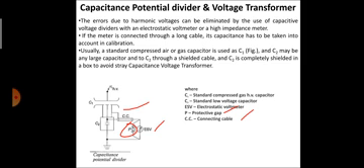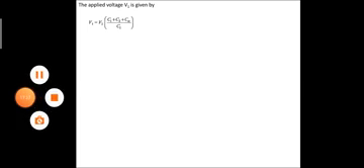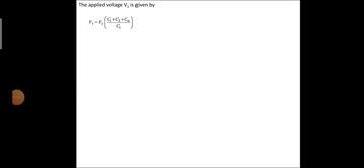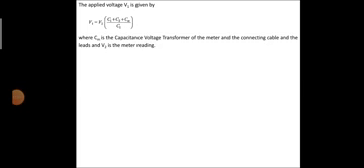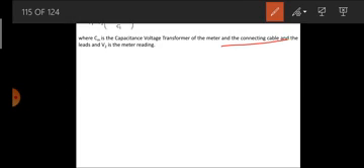So you can see here the figure. You have C1, C2 and the ESV, and the ESV is your meter. The meter itself has some capacitance. So I have taken V1 equals V2 into (C1 plus C2 plus Cm) divided by C1, where Cm is the capacitance of the voltage transformer of the meter, the connecting cable and the leads, and V2 is the meter reading.